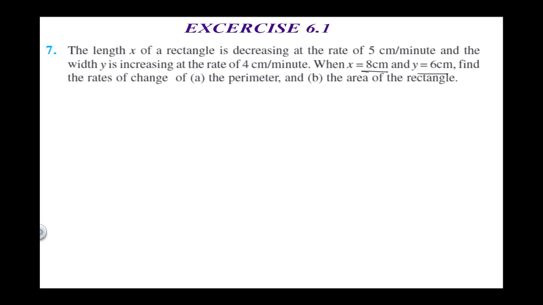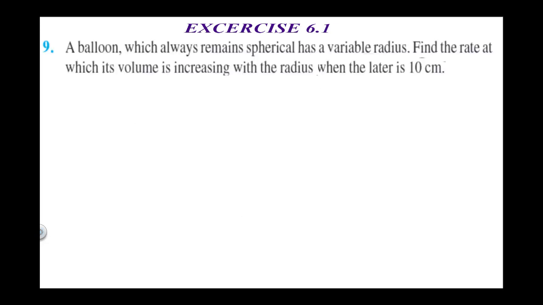So here comes the next question. Question number 9. In question 9, a balloon which always remains spherical has a variable radius. Find the rate at which its volume is increasing with radius. So to read this statement carefully is very important. Volume is increasing with radius, that means dV/dr we have to calculate.